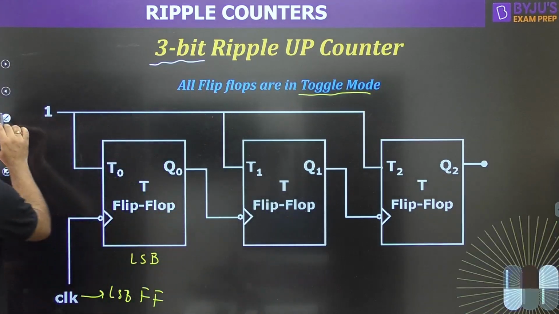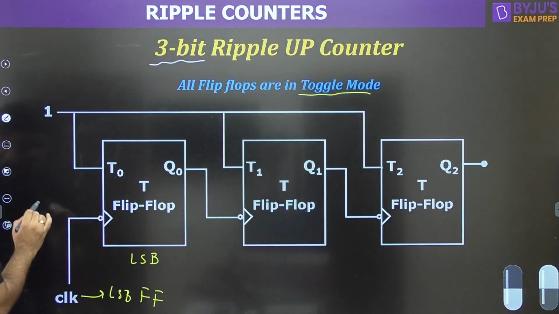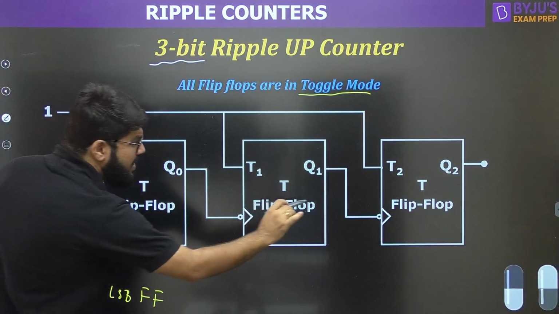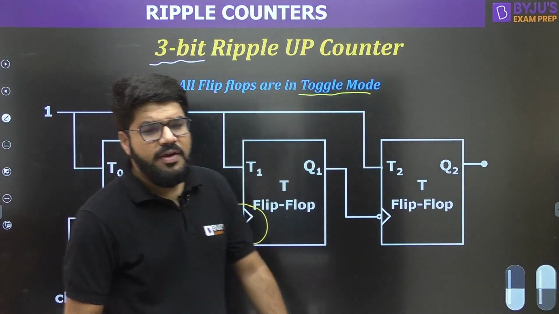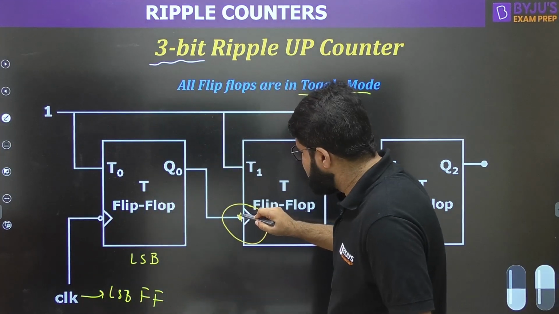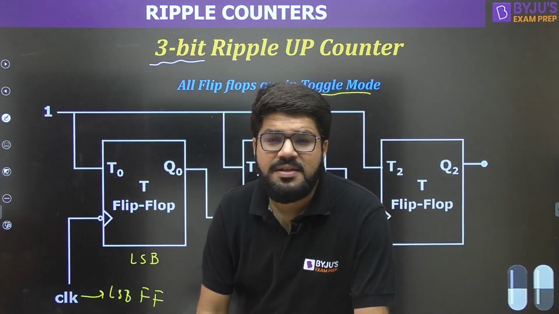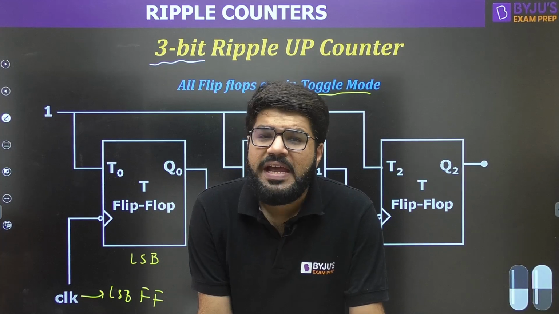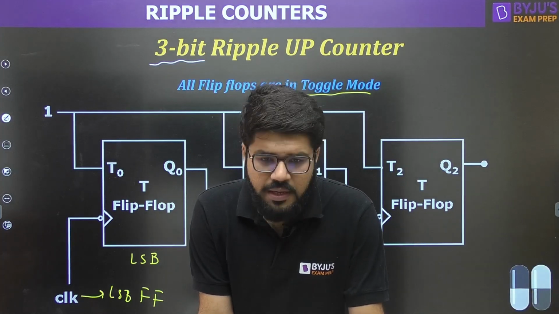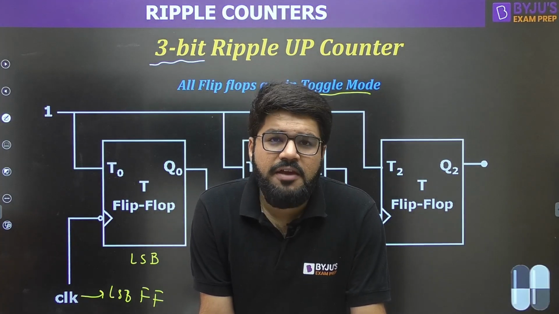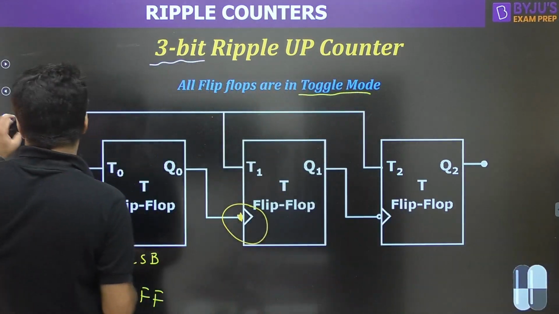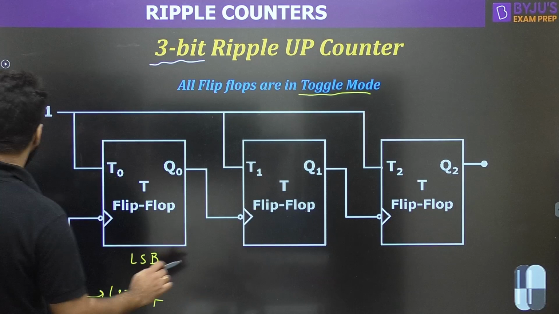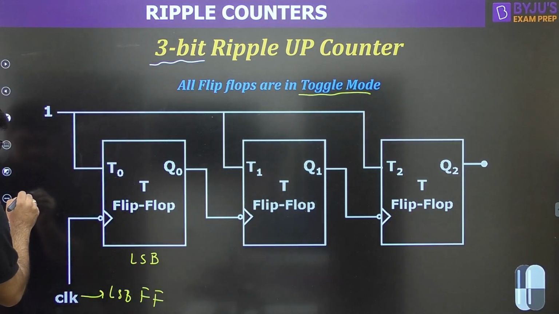Now if the initial state is 0, 0, 0, where is the clock applied? Clock is applied to the LSB flip-flop, and all the flip-flops are negative edge triggered. This is the symbol of a negative edge triggered device. If the bubble is not there, then it is a positive edge triggered flip-flop. And what is the meaning of negative edge triggered flip-flop? It will toggle if it receives a negative edge on the clock. What is the meaning of negative edge?